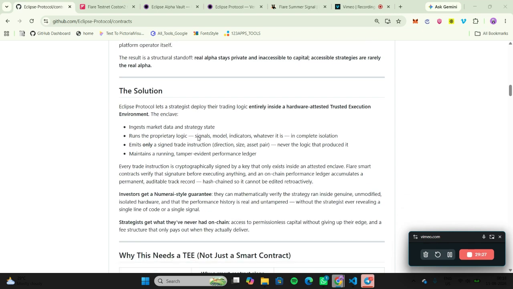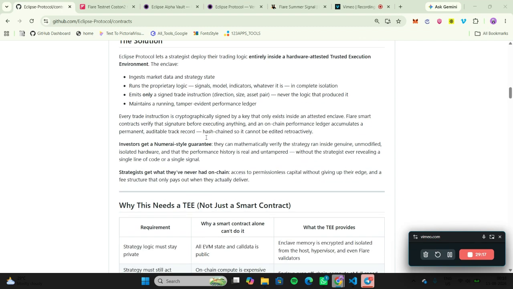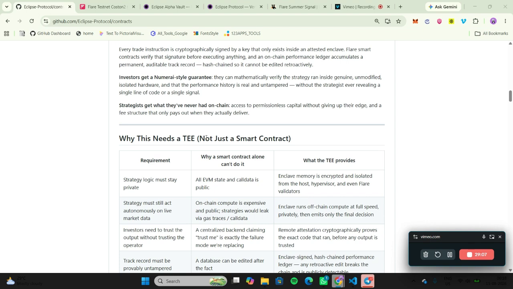Eclipse Protocol solves this by running the strategist logic inside a trusted execution environment. The strategy remains private while only a signed trade instruction leaves the enclave. That instruction is verified on chain, executed through the vault, and recorded into the tamper evident performance ledger. In short, verifiable alpha, invisible strategy.